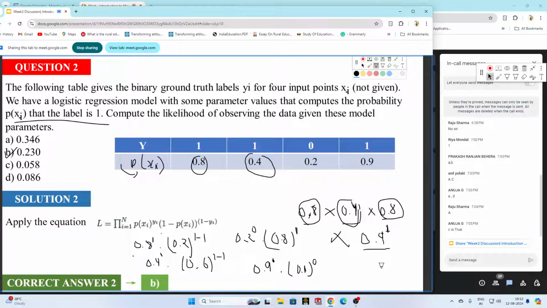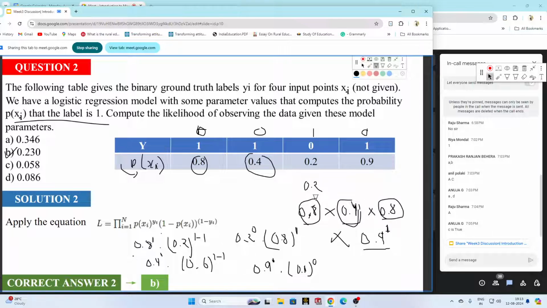Sir, if the label is zero, then we have to take the reverse, right? If the label is 0, the same formula applies. Then what will happen? 0.8 to the power 0 and 0.2 to the power 1, since 1 minus 0 is 1. So here it will come to 0.4.